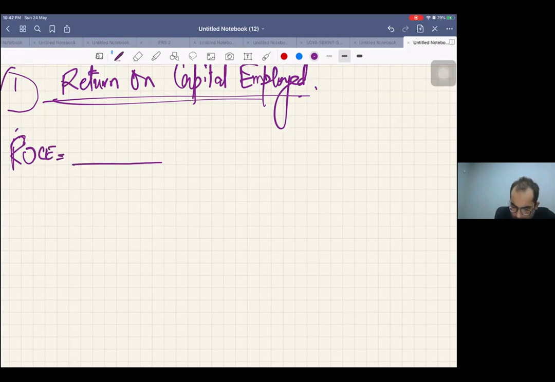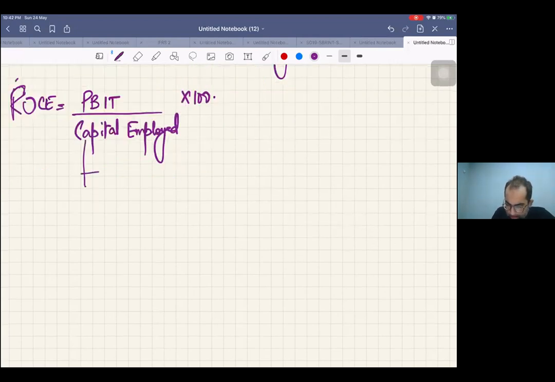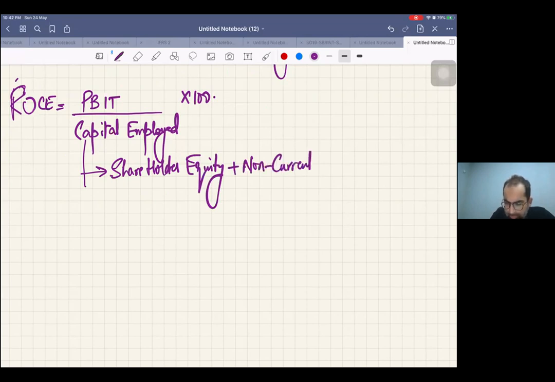The formula for return on capital employed is PBIT divided by capital employed times 100. What is the formula of capital employed? Capital employed is shareholder equity plus non-current loans or non-current liabilities.